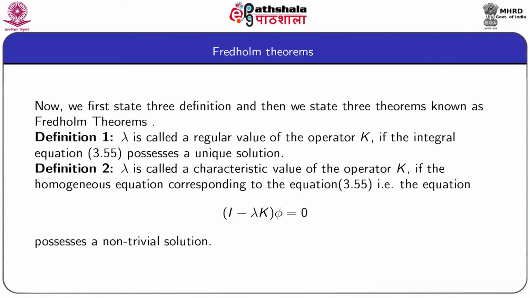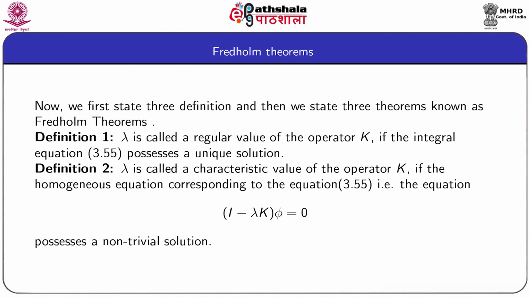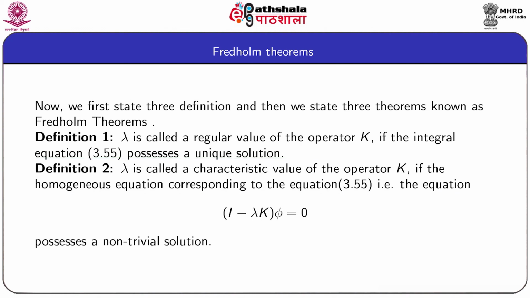So with this idea we state three definitions and three theorems known as Fredholm theorems. Definition 1: lambda is called a regular value of the operator capital K if the integral equation 3.55, that is the given integral equation, possesses a unique solution. Definition 2: lambda is called a characteristic value of the operator capital K if the homogeneous equation corresponding to the given integral equation 3.55, that is (I minus lambda K) phi equal to 0, possesses a non-trivial solution.